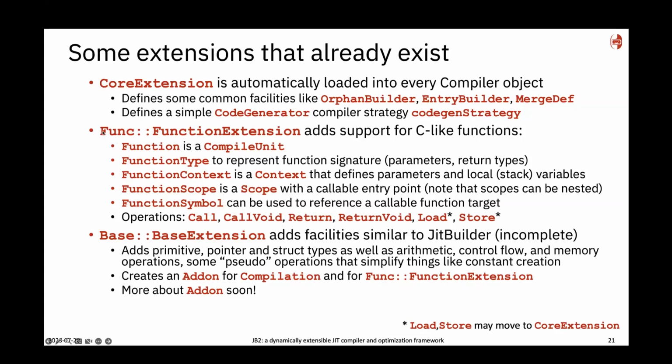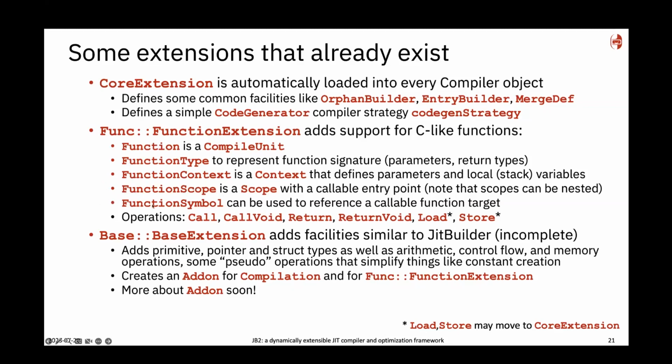I mentioned the func extension adds support for compiling C-like functions. So function is a compile unit. It adds a function type, which can represent a function signature, which basically captures a set of parameter types and return types. Function context is a context that basically defines parameters. It has a place to store parameters and a place to store local variables, stack variables. Function scope is a scope that has a callable entry point, right? So that's why you can ask a scope for its builder entry, and it can hand you back something because it knows that it needs to have an entry point.